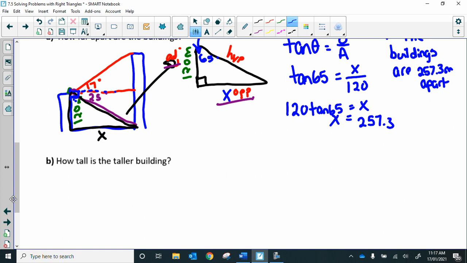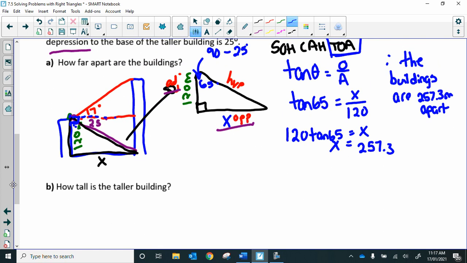Part B wants to know, how tall is the taller building? I know the shorter building's 120. How tall is the other one? So when I look at that, I could try to create a big triangle, but I wouldn't know any angles.